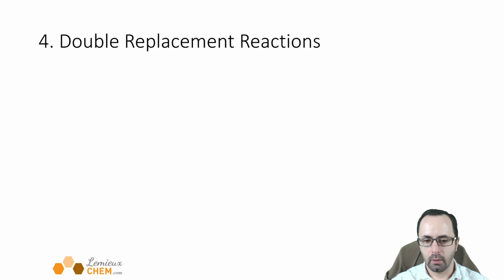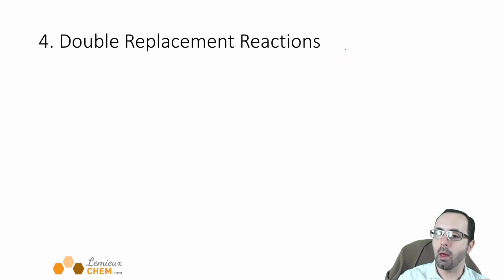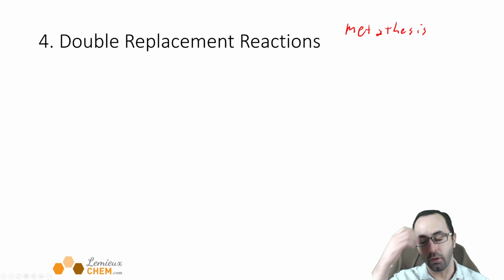Okay. And finally, the last type, double replacement. I'm going to go over double replacement briefly because our whole next lecture is going to be about all the different types of double replacement reactions. These are also sometimes called metathesis reactions. They call it that in your experiment 4.